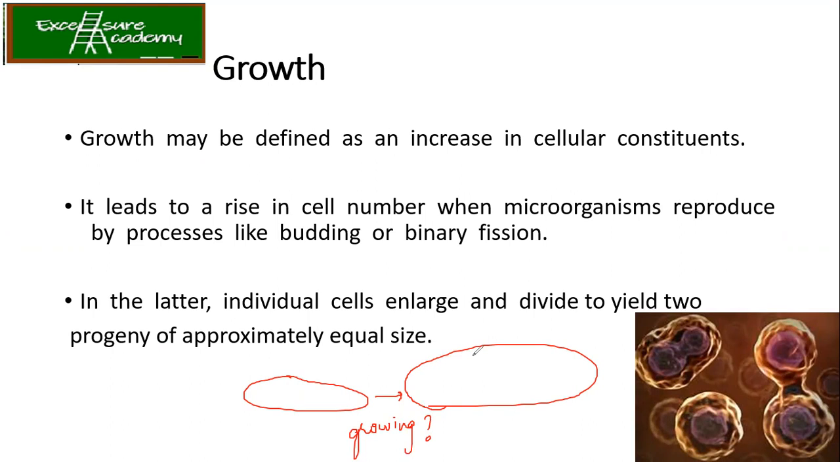If I say that when the cell is there and it divides in two, we say cell division is happening, cell reproduction is happening, right? So the particular bacteria is growing. Now, if I say that this cell has increased in its size, can we still say that the cell is growing?